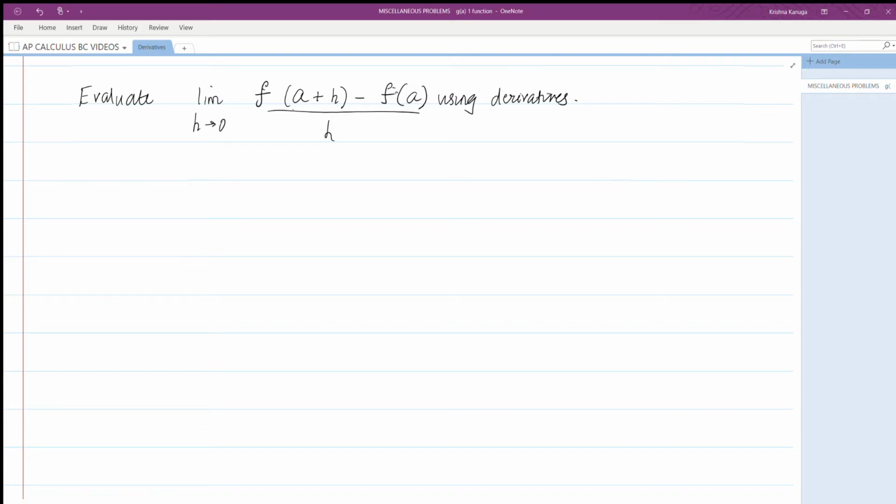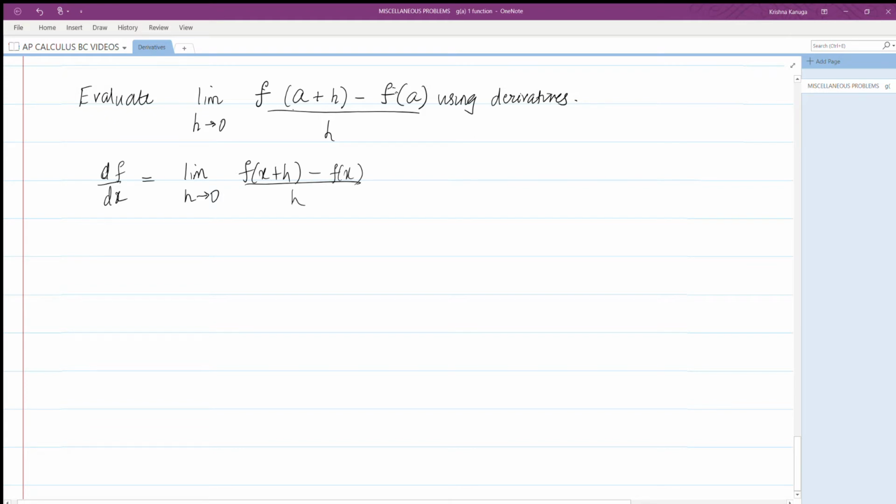In this video, we will evaluate limits of the type f of a plus h minus f of a over h using derivatives. Now, we all know at this point that the derivative of some function f of x, so if I were to ask df by dx, we know that that derivative is the limit as h approaches 0 of f of x plus h minus f of x all over h.